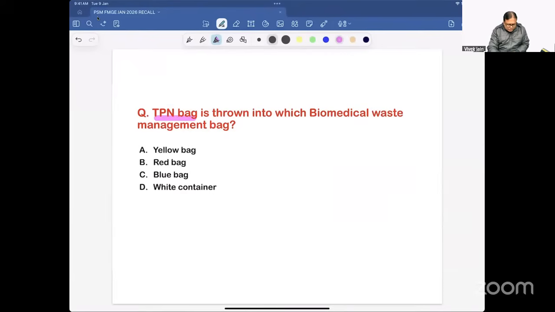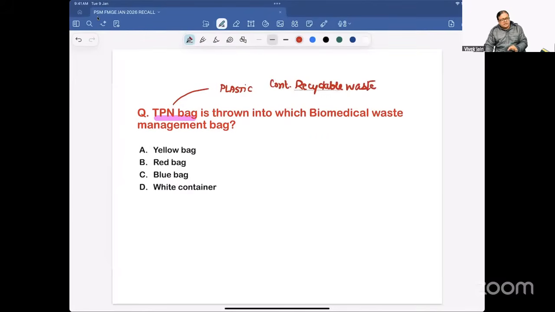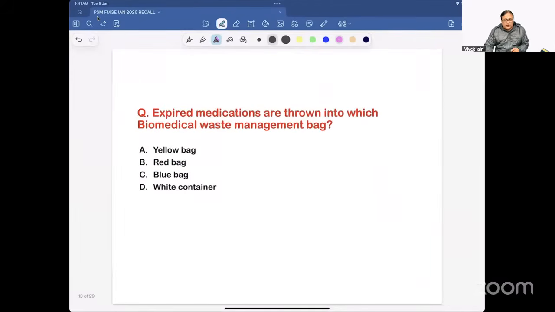I think this was also a fairly direct question. TPN bag means we are looking at plastic, which is a contaminated recyclable waste. Can you tell me, plastic, red colored bag, contaminated recyclable waste? Which bag should be used? Yes, it will go into the red bag, right?